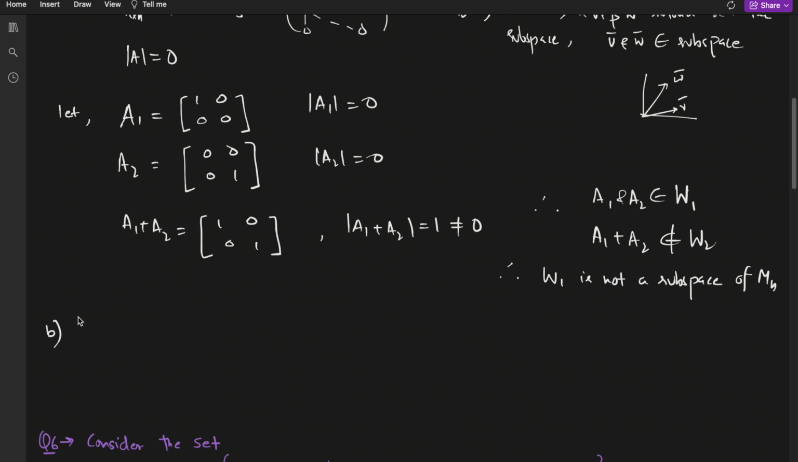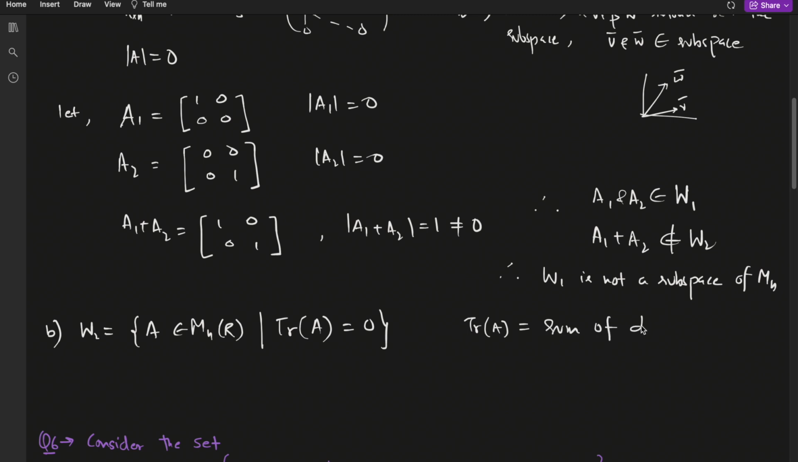Now let us see the second subspace. The second subspace is W2 equals the set of A belonging to MnR such that the trace of the matrix is 0. By the way, what is the trace? The trace is nothing but the sum of the diagonal elements. The trace of A is the sum of the diagonal elements.